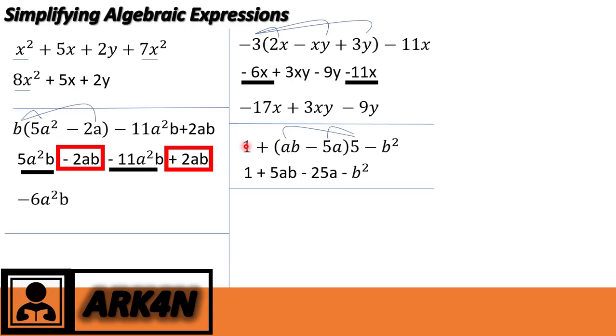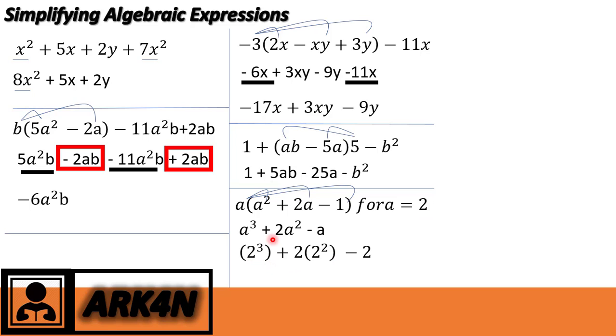So finish. Great. Now the next one, a times, in the bracket, a squared plus 2a minus 1, for a equals 2. Now this question is asking what happens if we substitute 2 for every a in the expression. But first we want to simplify the expression, so we distribute this a over the brackets, multiplying by a squared and by 2a and by negative 1. We get a cubed plus 2a squared minus a, and then we substitute 2 for a. So we get 2 cubed, 8, plus 2 squared, 4, times 2, 8, so 8 plus 8 minus 2, 14.